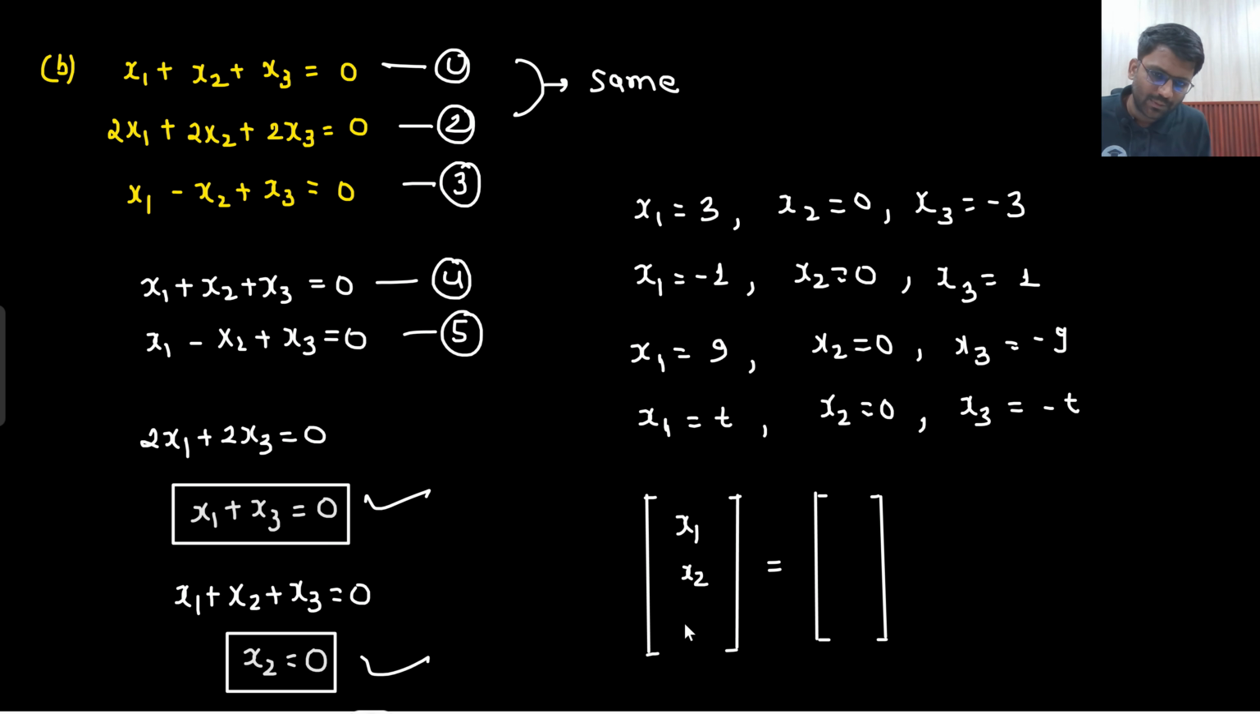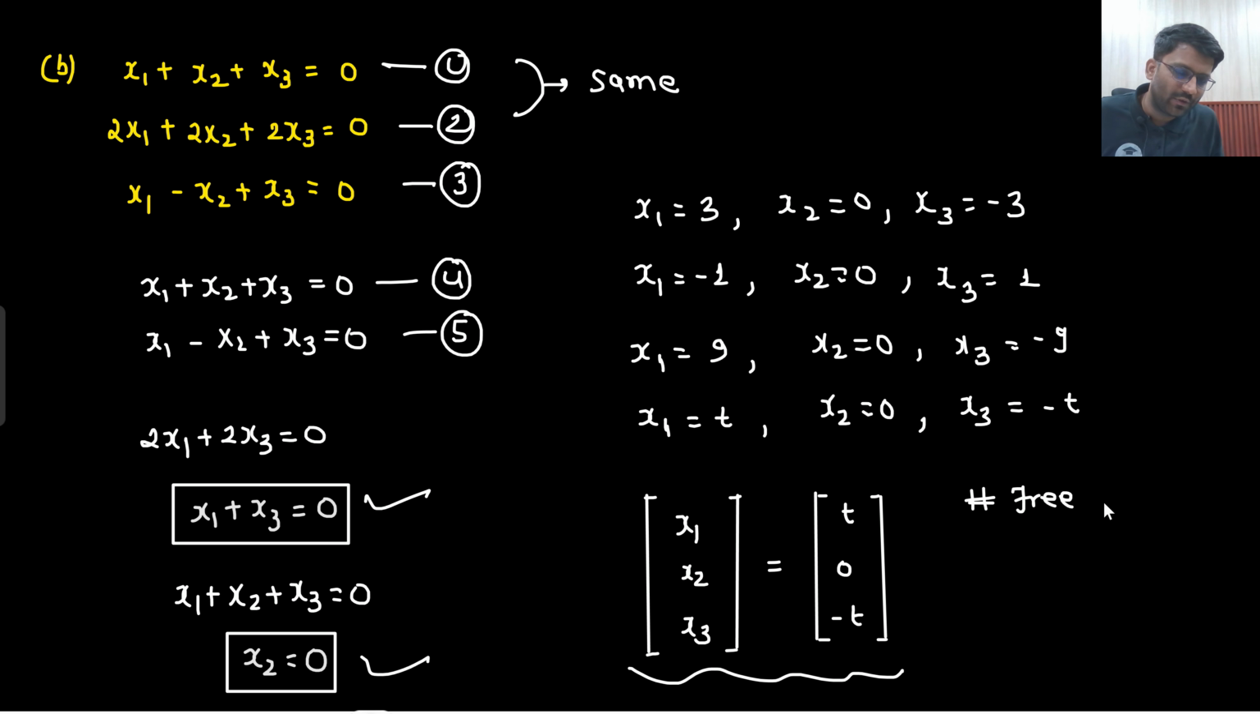x1, x2, x3. This will become 1. Oh, sorry. This was t, this was 0, and this was minus t. This is how the solution vector would look like. Number of independent solutions, let me know. Number of free variables, you can say, or number of independent solutions.